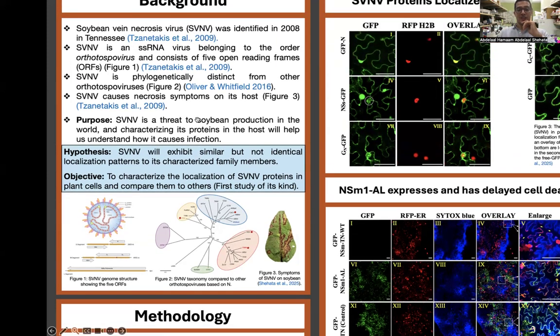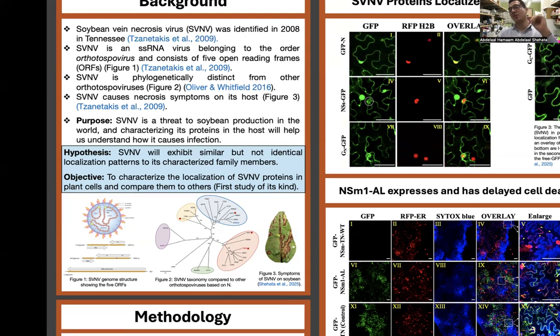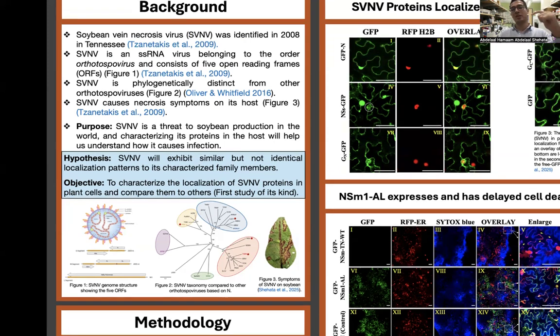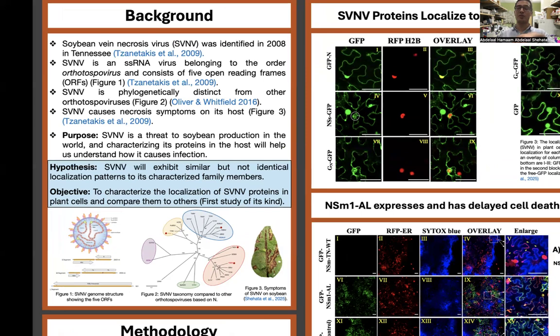So why do we study this virus? First of all, SVNV is a threat to soybean in the United States and also in other parts of the world. And soybean is very important for us for sure. Understanding the virus localization, or how it behaves in a cell, is very important for us to develop, in the future, better management methods on a local level. So this is very important for us.